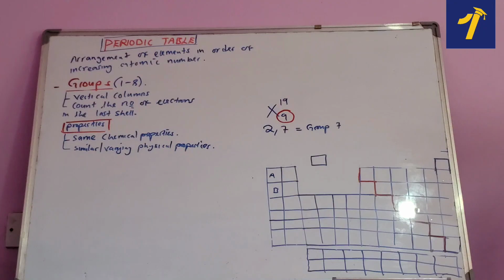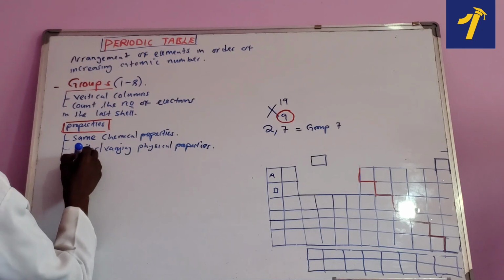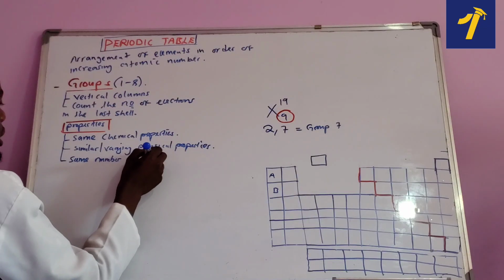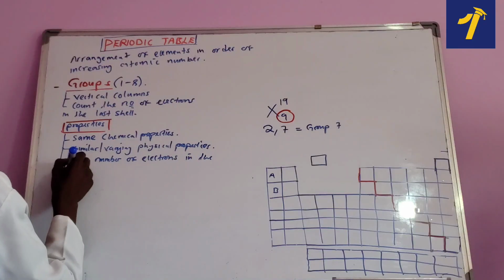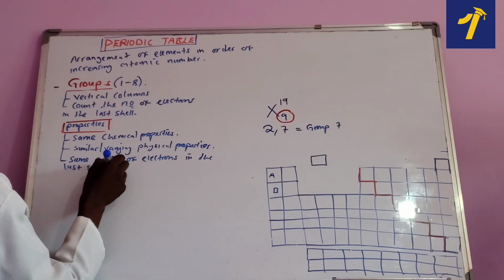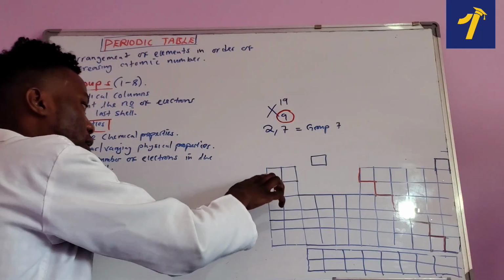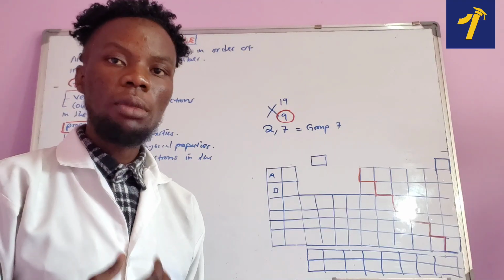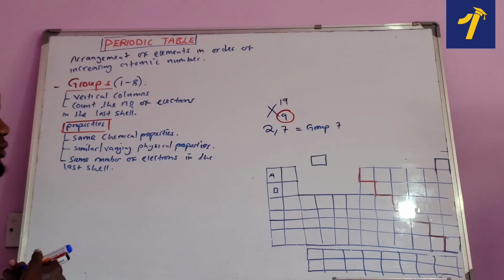Okay, another important chemical property. Here, they are going to have the same number of electrons in the last shell. Okay, that is the last property that you need to understand. If element A and B are in the same group, basically they are going to have the same number of electrons in the last shell. What is the last shell that I'm talking about, in case you are confused?